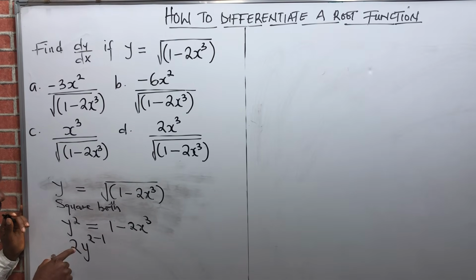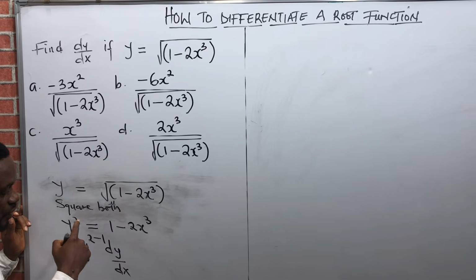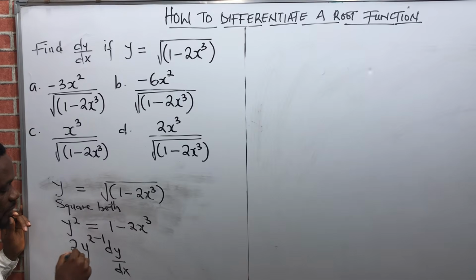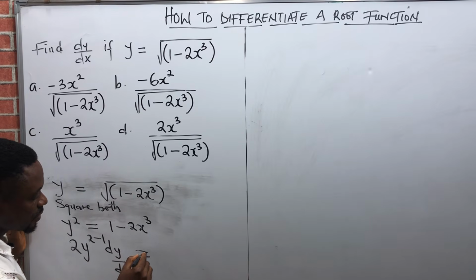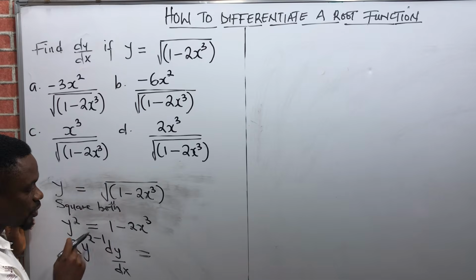Now, anytime you are differentiating y, always remember to put dy/dx. The reason is because y is a function of x, or y is dependent on x. I am done with this now. Then I'll move to the right. So differentiate 1. 1 is a constant, so it is 0. You throw it away.